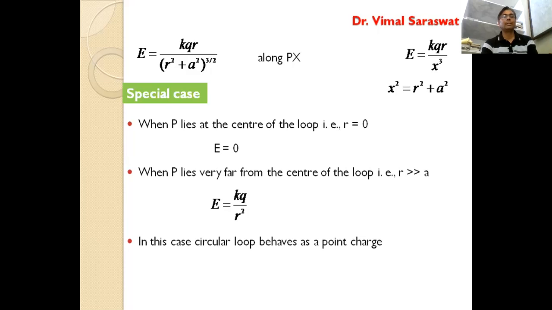So this will be the electric field at point P in any case, and these are two special cases: one when P lies at the center of the loop, and another when P lies very far from the center of the loop.